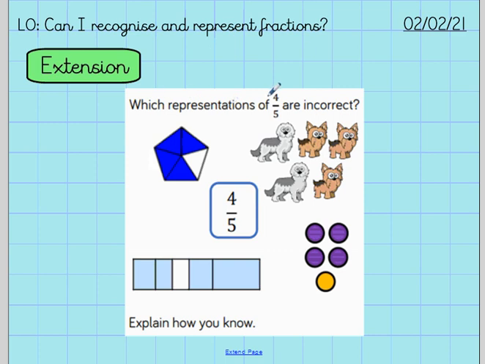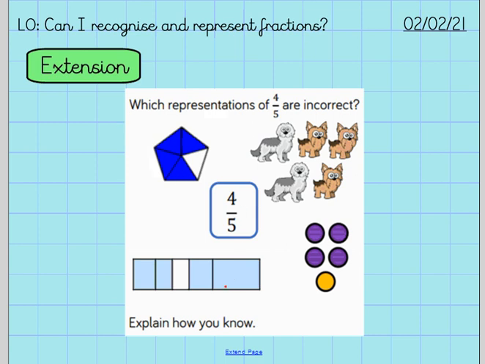Which representations of 4/5 are incorrect? So which of these, okay, do not show 4/5? So we've got 1, 2, 3, 4, 5 different representations, okay? Which of them don't show 4/5? Okay, and explain how you know.